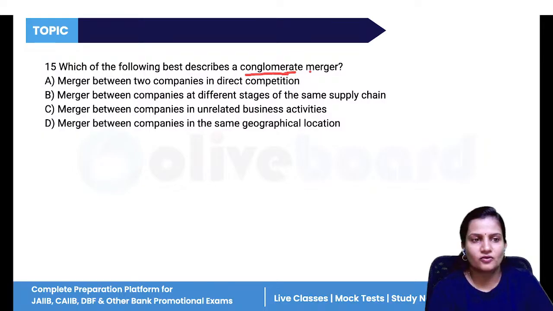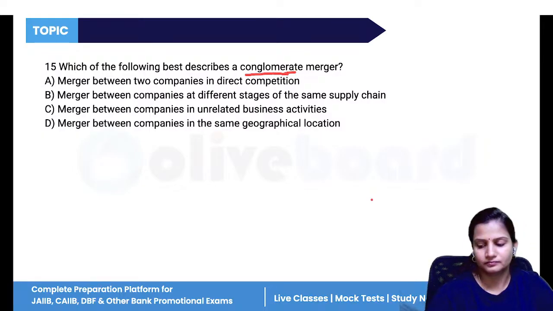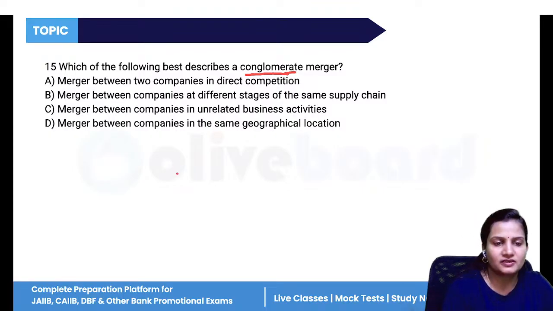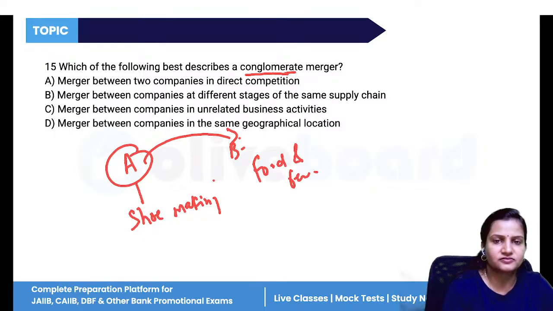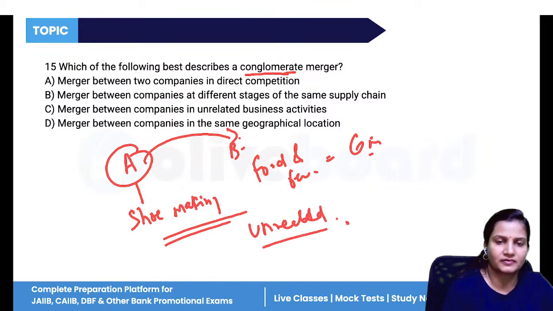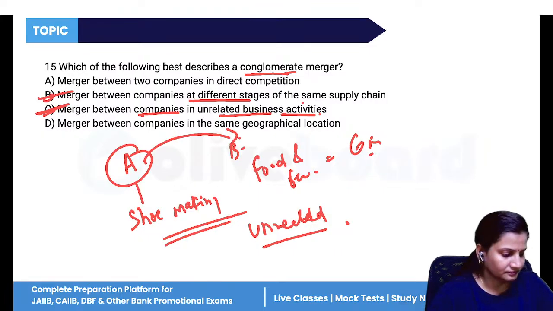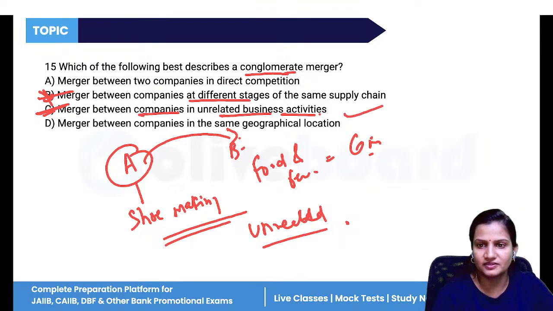Now conglomerate merger. What is conglomerate merger? Like company A is there, company B is there. When company A, which is dealing in shoemaking, is merging into a food and beverages company, this is a type of conglomerate merger. When the companies are merging in an unrelated business, it is known as conglomerate merger. So merger between companies in unrelated business activities. Sorry, option C is the answer. Clear? Option B is not. Option C is the answer.